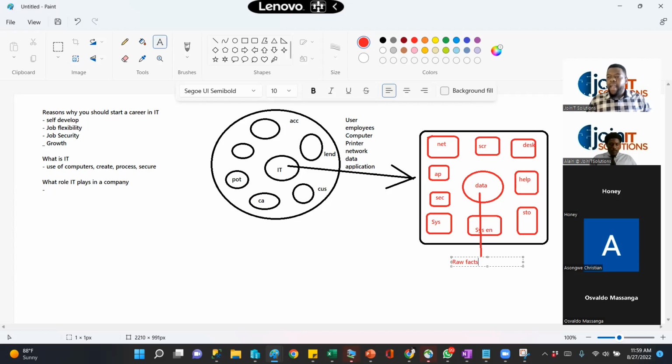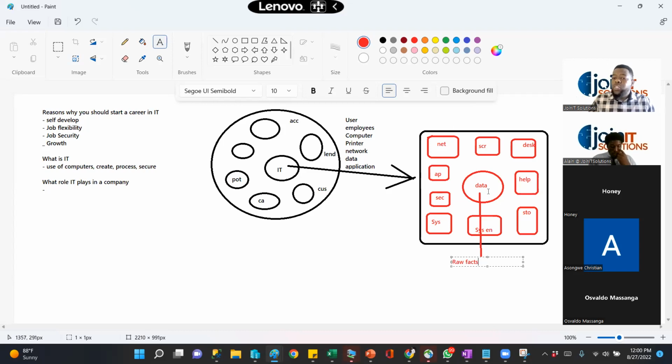Like today, everyone that filled out the application to join this town hall, we have your data: your name, your background in computing, and all of that. That is data. We can use that data now to make a decision whether to call you and get you enrolled in this class or not. So every company has data. All these departments, they have data.